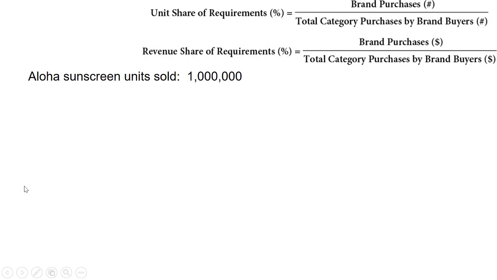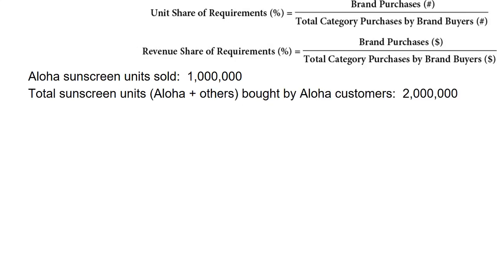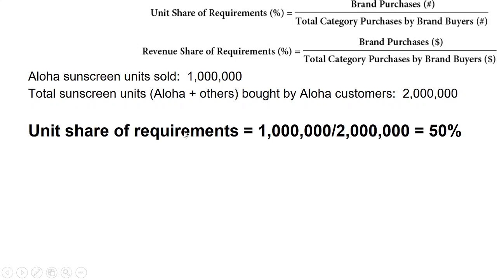Okay, so Aloha brand sunscreen, 1 million total units were sold. Also there were another 1 million units of all other sunscreens sold. So that leaves us with a total number of category purchases of 2 million. So our unit share of requirements becomes the number of units of our brand sold divided by the total number of category purchases made by our brand's customers.